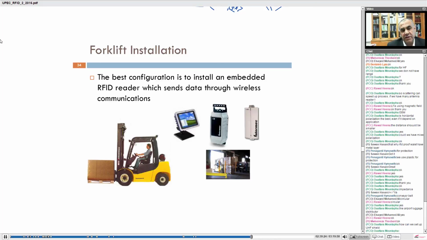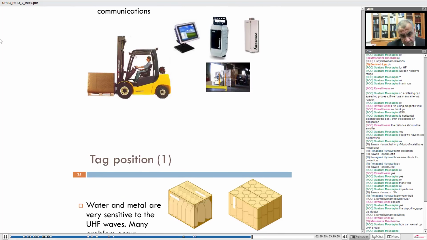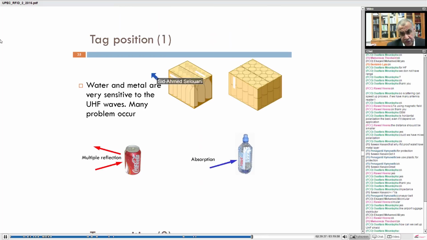Forklift, chariot elevator. For a forklift, you are using vehicle mount readers and computers and antennas. So the best configuration is to install embedded RFID readers and to send the data wirelessly to the computer. Tag position is important.